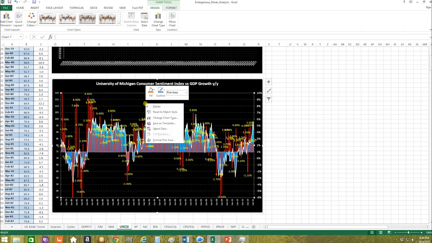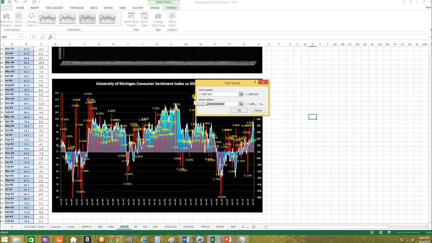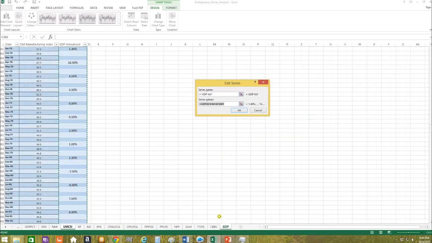Now, where's the GDP data coming from? If we go onto the chart and select the data, reference the GDP data here, and if we just click into edit and highlight it, you'll see that it's coming from the tab GDP, which is all the way on the right hand side of our spreadsheet file. And if we just OK that, we're going to end up back into the UMCSI sheet here.